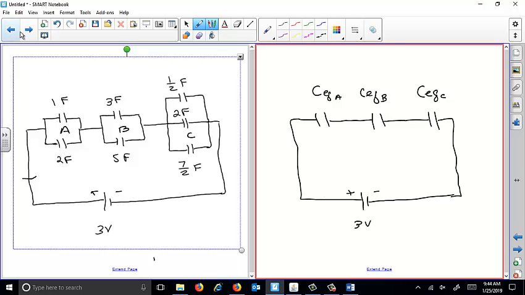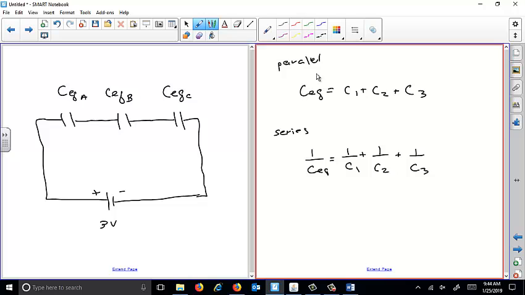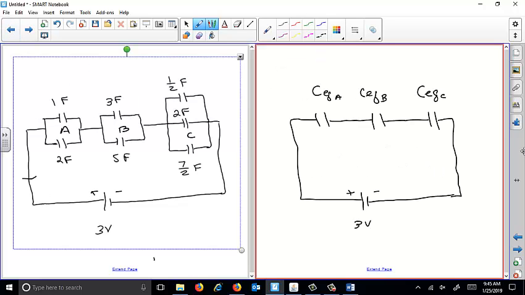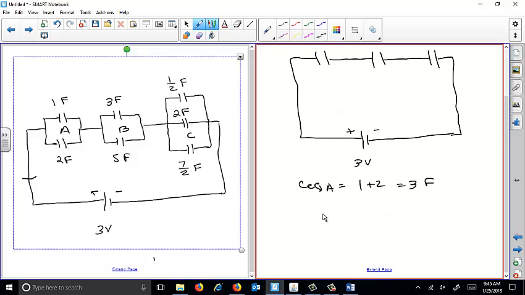Well, if we go back to our equation, for parallel capacitors, we just add the values together. So the equivalent capacitance A is just 1 plus 2, which is 3. The equivalent capacitance for B is 3 plus 5, which is 8. And the equivalent capacitance C is 1/2 plus 2 plus 7/2, which is 6.